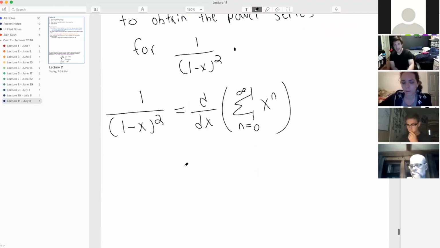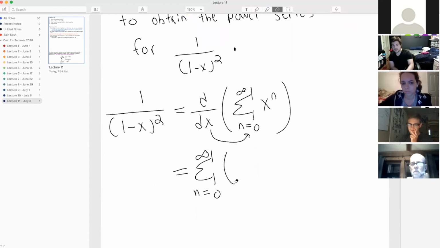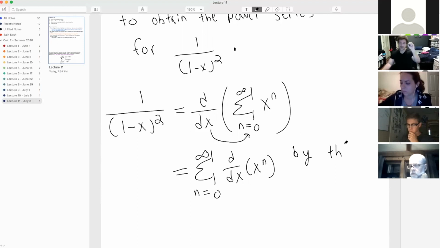Very good. And here is where we use the theorem. The theorem tells us we can actually slip this differential operator, this d by dx, inside the series. So this is now the same as the infinite sum of d by dx of x to the nth power. This is by the theorem, the fact that I can move that d by dx into the infinite series. That is where we're using the theorem.